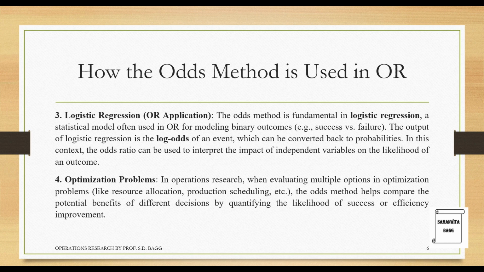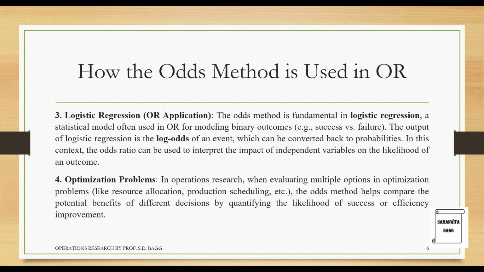The output of logistic regression is the log odds of an event, which can be converted back to probabilities. In this context, the odds ratio can be used to interpret the impact of independent variables on the likelihood of an outcome. So when you are using the odds method, the probabilities will help you understand whether the event is going to be a failure or a success.